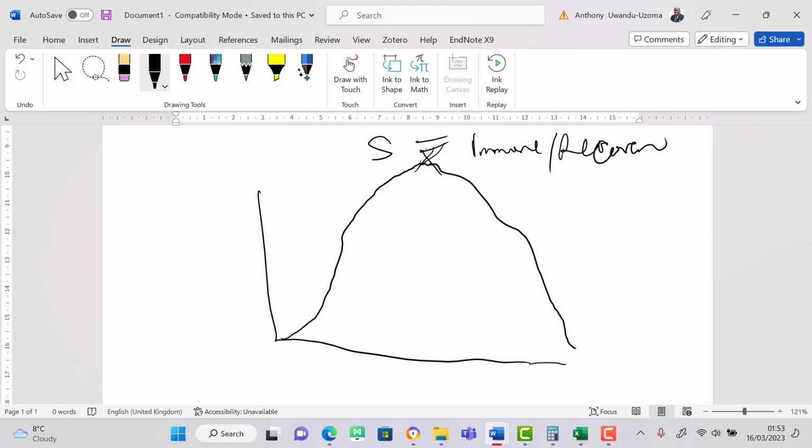So that means that the virus now does not have any other host to infect. At this particular point, the virus no longer infects people. So you see that the cases start going down and people start recovering. So that's what happens at the peak of the epidemic.